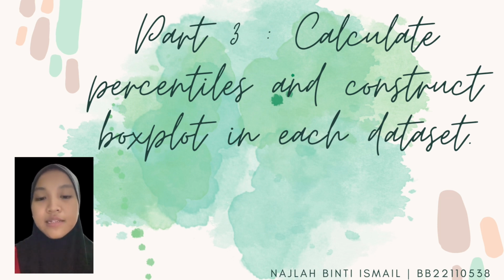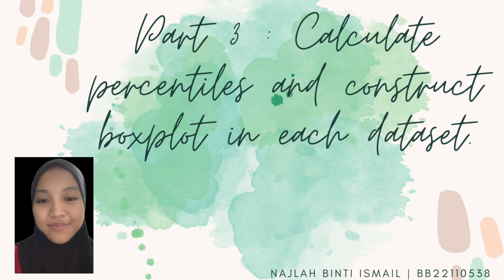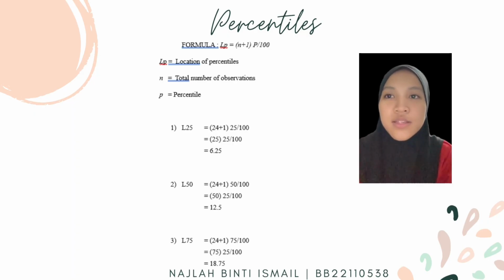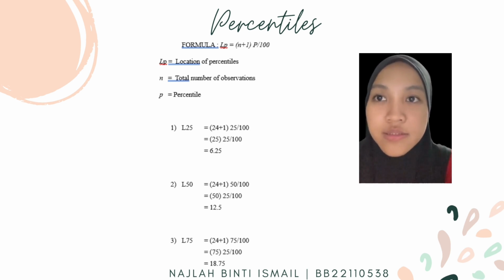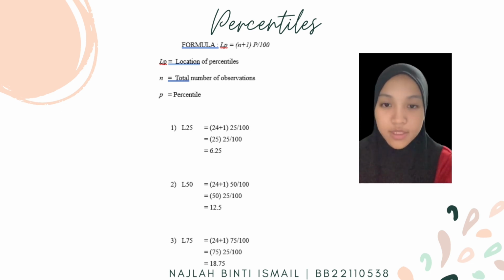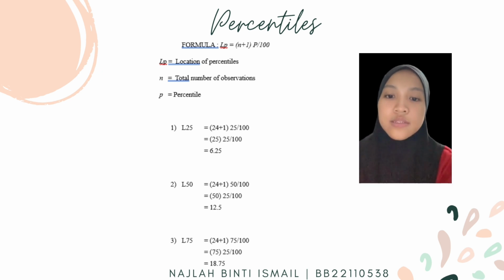I'm going to present my part, which is part 3: calculate percentiles and construct box plot in each dataset. To get the percentiles, we must use the formula L_P equals (n plus 1) times P divided by 100. For the 25th percentile, 24 plus 1 times 25 divided by 100 is equal to 6.25.